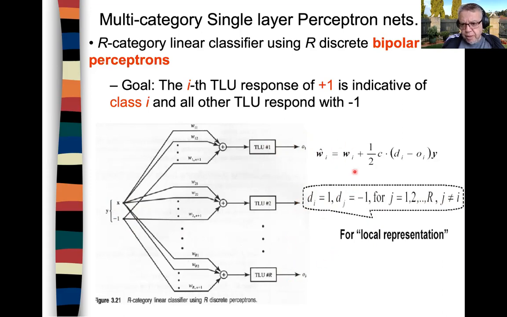And the way we adjust the weights is the same way: we have a supervisor, a desired output, and we adjust the weights following this learning rule. The new weight is equal to the old weight plus one half of c times (di minus oi) times y, where di is the corresponding desired output for neuron i, oi is the actual output for that neuron i, y is the input pattern, and c is a constant.